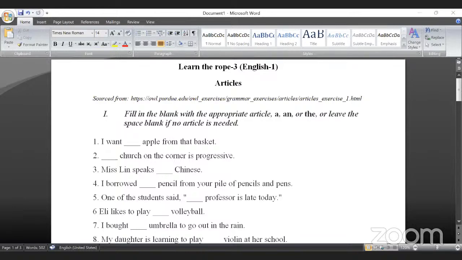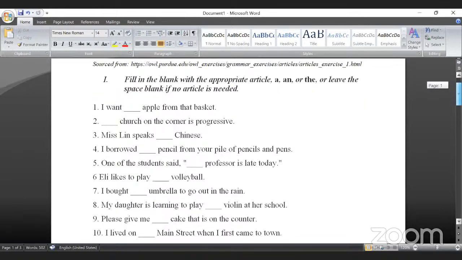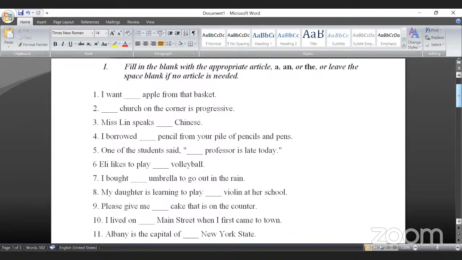Okay. So the first question you have here is like they're all standalone sentences, so more like fill in the blanks questions. And the second activity that you have is three sets of paragraphs, and you're going to be supplying articles to that, right? So let's first solve this one. The first one, I want an apple from that basket.